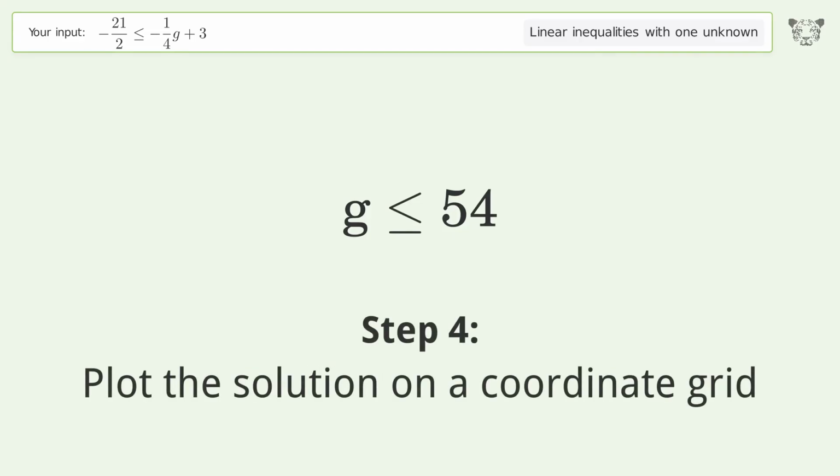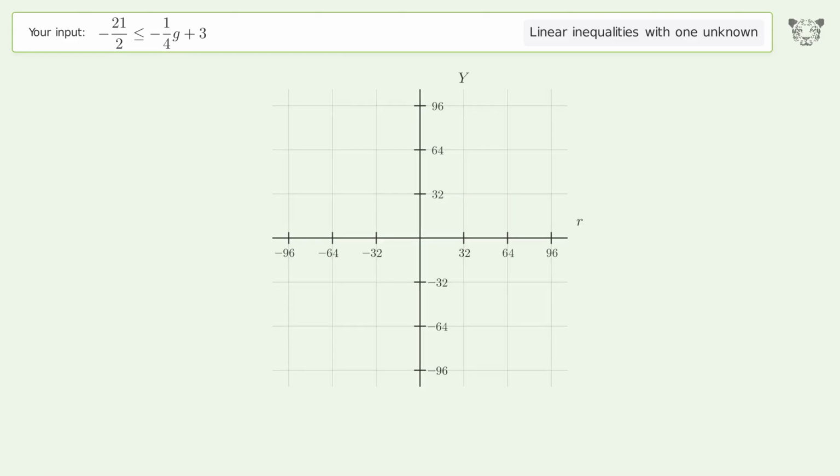Plot the solution on a coordinate grid. And so the final result is g equal or smaller than 54.